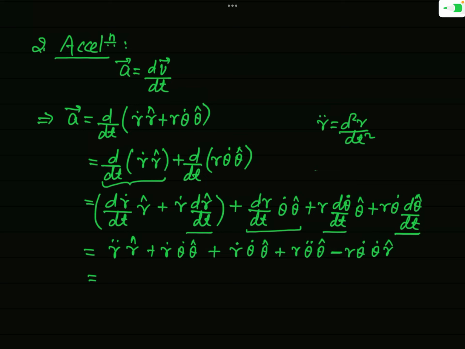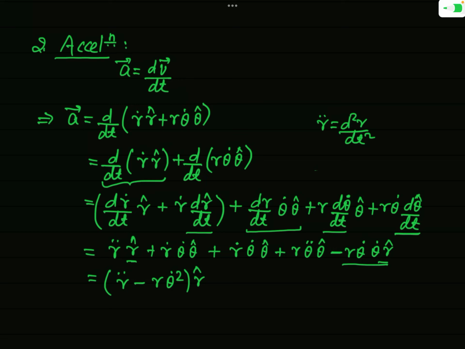Now let us simplify the terms on the RHS of this equation to some extent. You can see that the r hat unit vector is present in the first term and in the last term. So let us combine these two terms. So what will be the result? This will be r double dot minus, now see the last term, r theta dot square, r hat.